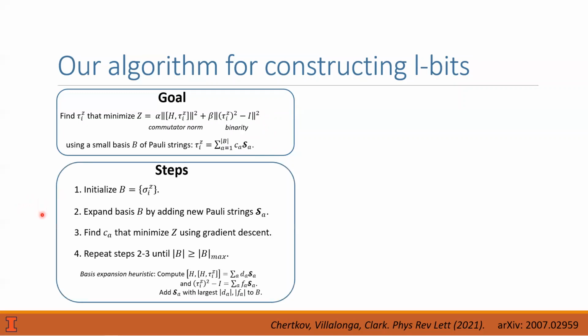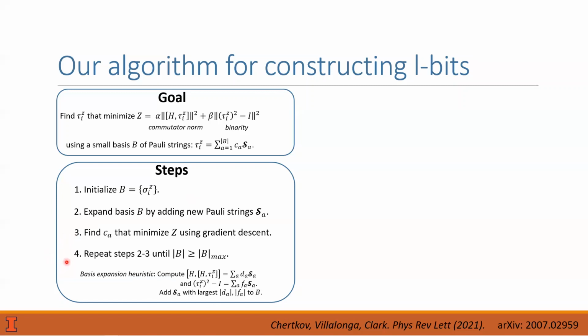So the steps of our algorithm are basically this. We initialize our basis initially with just one Pauli string, a single Pauli matrix sigma_i^z. The intuition here is that in the MBL regime we expect our L-bit to basically be sigma_i^z plus corrections. So this is the most important term of the L-bit that we first add to our basis. Then we expand the basis by adding new Pauli strings in some smart way. And then we optimize the coefficients of our Pauli strings to minimize that objective function. We just use gradient descent to do that.